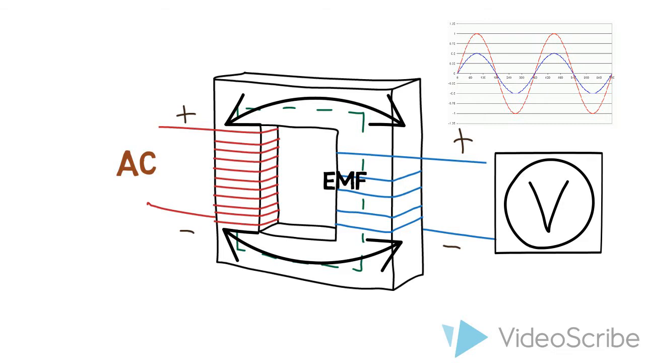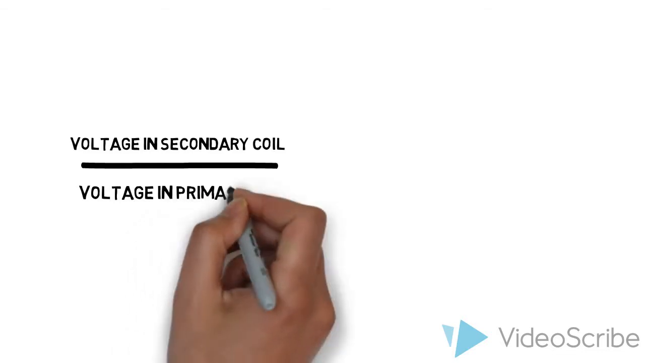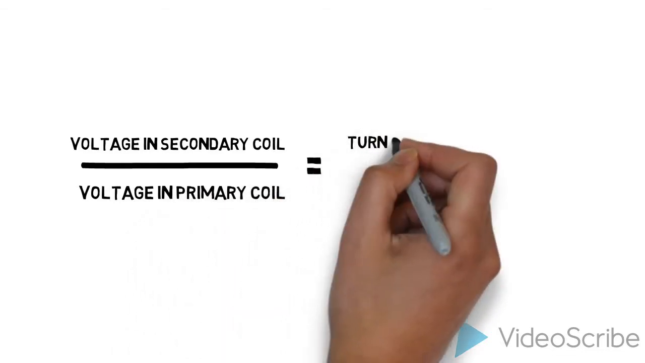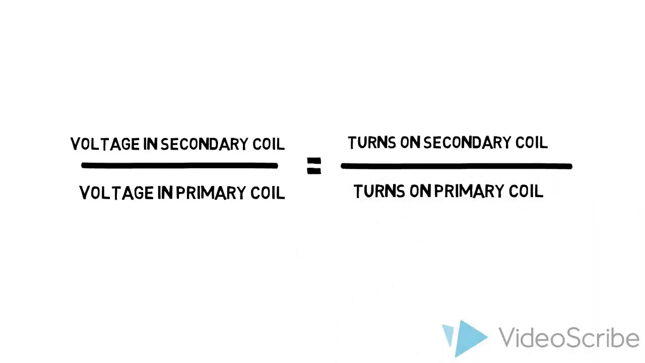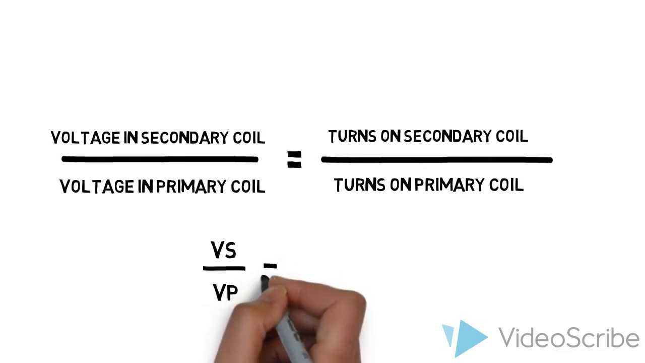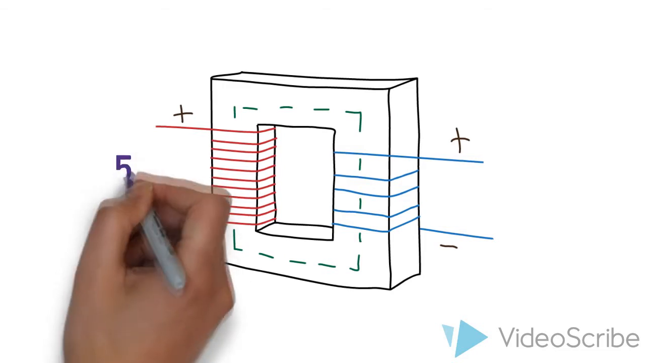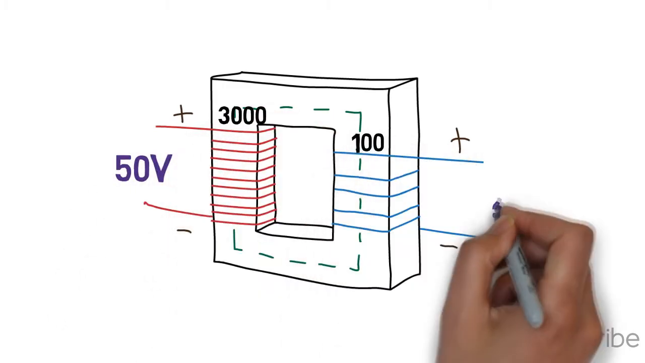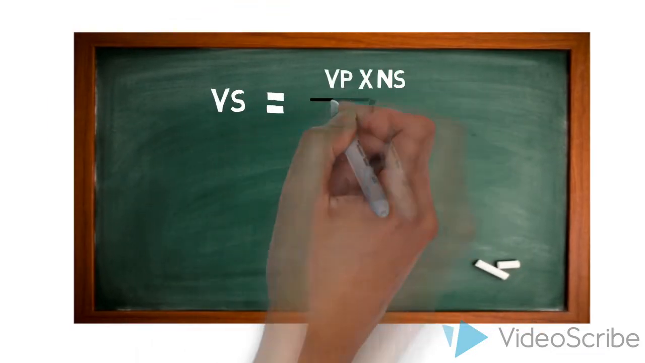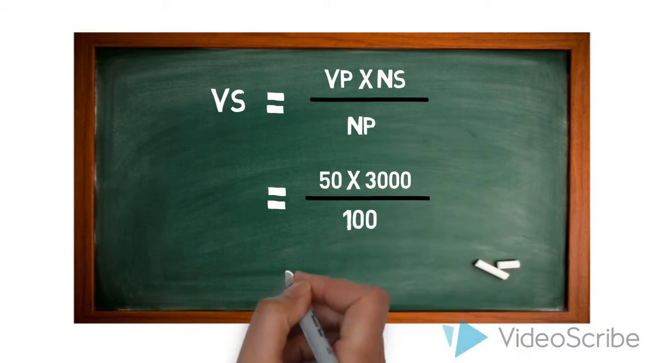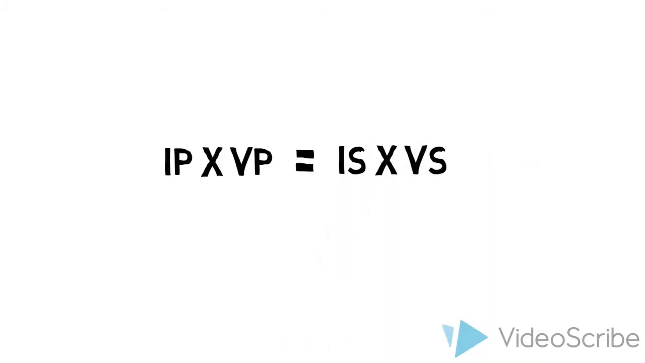So there's a formula we can actually use to find out the potential difference across these coils, and it is voltage in secondary coil divided by voltage in primary coil equals turns on secondary coil divided by turns on primary coil. In short, Vs over Vp equals Ns over Np. So for example, a basic transformer of 50 volts and 3000 turns in the primary coil, 100 turns and unknown volts in the secondary coil. To calculate the unknown volts, we can rearrange the formula, and the answer will be 1500 volts.